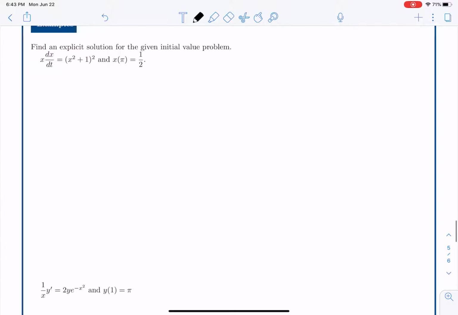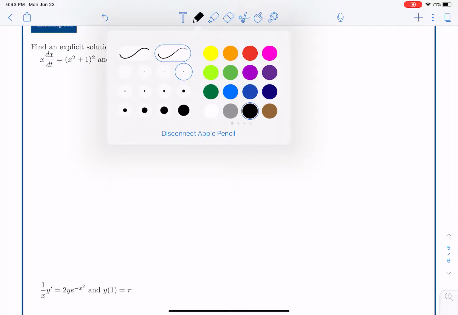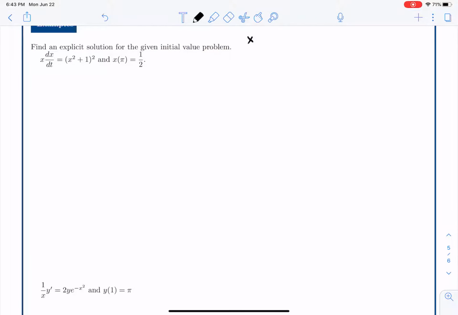So here's the differential equation. Note that here x is the independent variable, and what t is the, oh sorry, I have it backwards. X is the dependent variable and t is the independent variable.